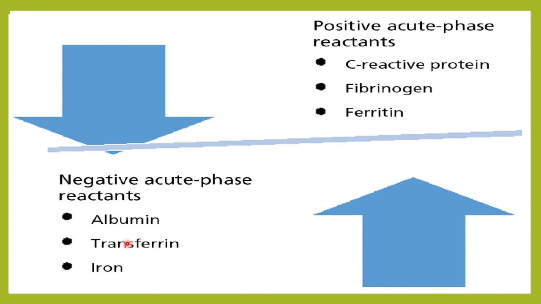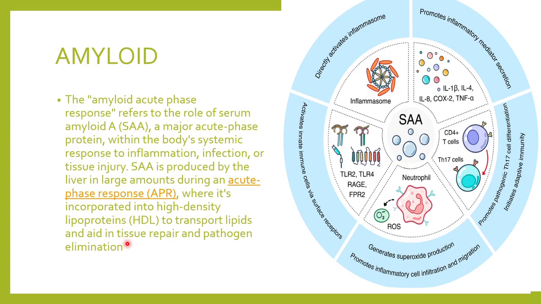Okay. So amyloid, I have also told you amyloid is also an acute phase reactant. Okay, so what happens whenever there is an inflammation, infection, or an injury, large amount of these amyloids will be produced. They will be taken by these HDL lipoproteins to transport the lipids, and they will help in the repair of the tissues and pathogen elimination. That is why during inflammation, this amyloid is also produced, and that is the reason why this is also included in the acute phase reactants.